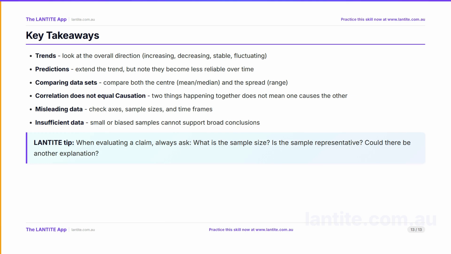Let's recap. To identify trends, look at the overall direction, not individual points. Predictions extend the trend, but get less reliable over time. When comparing datasets, look at both the average and the spread. Remember that correlation does not equal causation. Watch for misleading graphs with truncated axes or cherry-picked timeframes. And always check sample sizes before accepting any claim. On the LANTITE, these critical thinking skills come up often. Practice questioning the data, not just reading it.